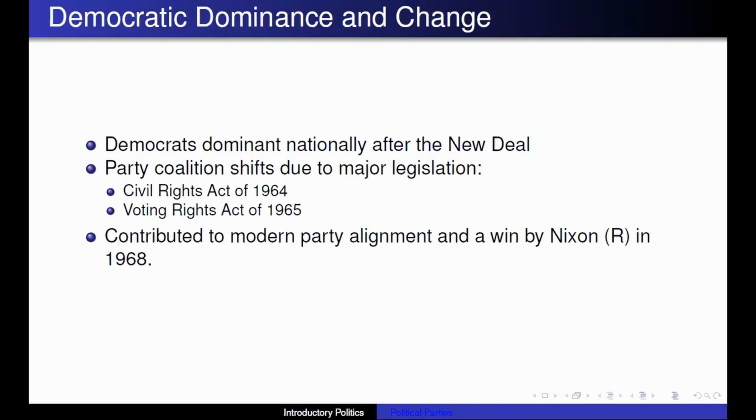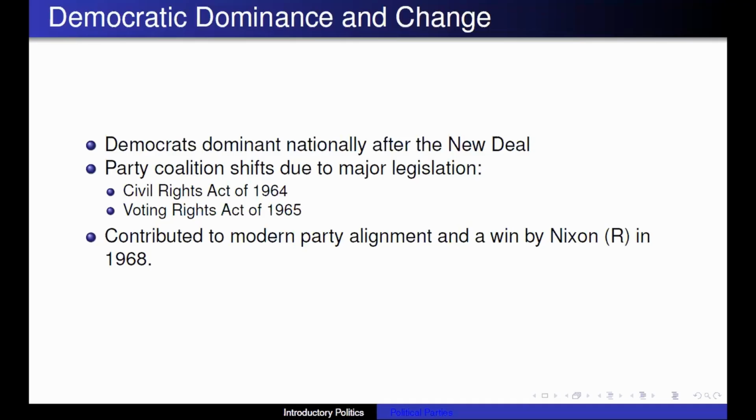For several decades after the New Deal, Democrats were the dominant party nationally. Ultimately, though, the party began to change significantly during the civil rights era of the 1960s. When Democratic leaders began supporting civil rights legislation, including the Civil Rights Act of 1964 and the Voting Rights Act of 1965, many white Southern voters who had historically supported Democrats started moving towards the Republican Party. And this ultimately helped produce the modern alignment of the parties.